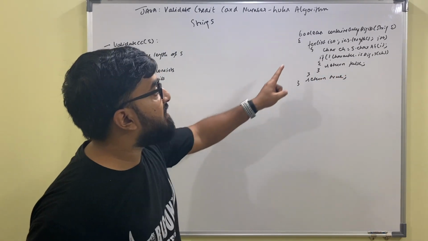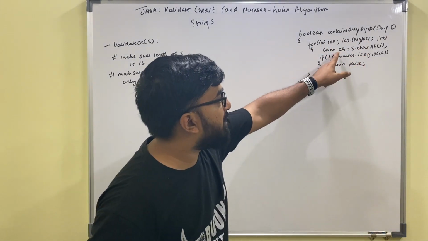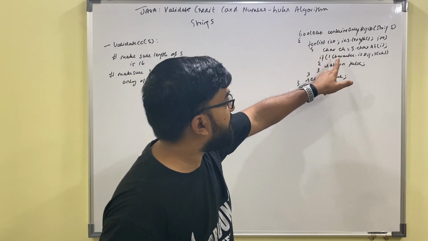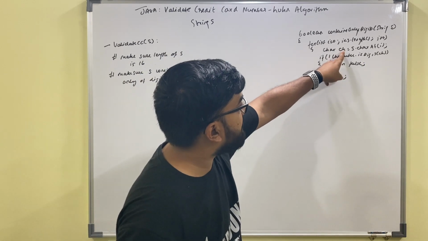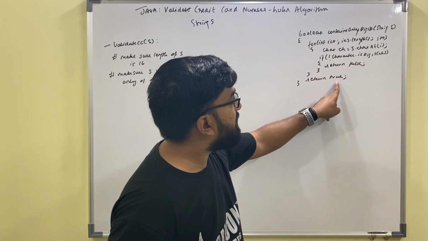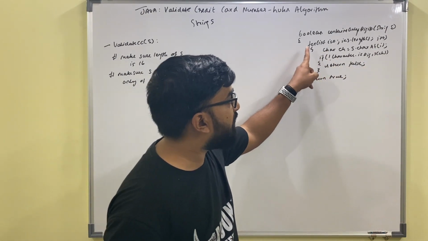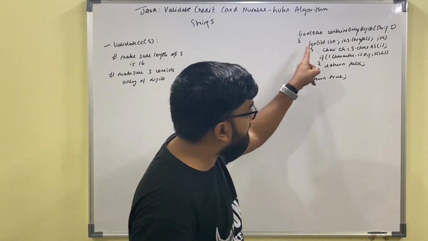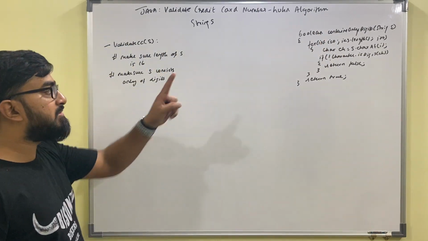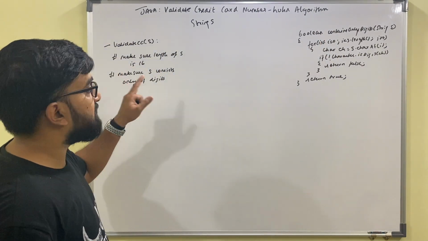That is, I will iterate the entire string. I will pick up the character at each index in this string and check if it is not a digit. If the character at the ith index is not a digit, I return false. Finally I return true, because if this condition is not true for any of the indices, it means all the indices were digits. So this is my helper method that makes sure that S consists only of digits.